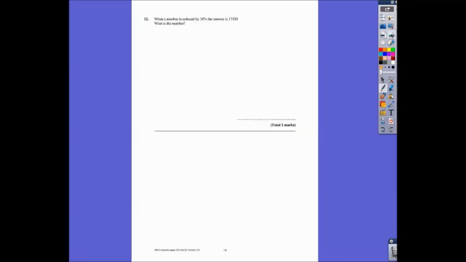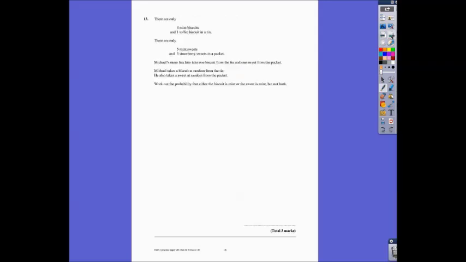Next question. It says, when a number is reduced by 30%, the answer is 17,920. What was the number? Well, if we knew what the number was, we would multiply that by 0.7 to knock off 30%. And that will give us the answer, 17,920. So to work out what x is itself, we do 17,920 divided by 0.7. And that will give us 25,600. That's called reverse percentages.